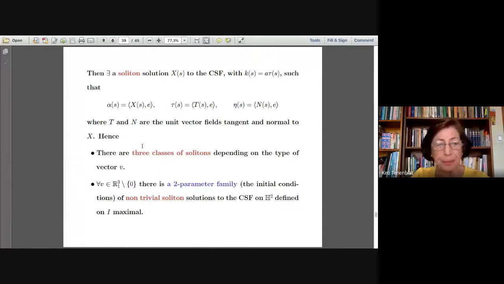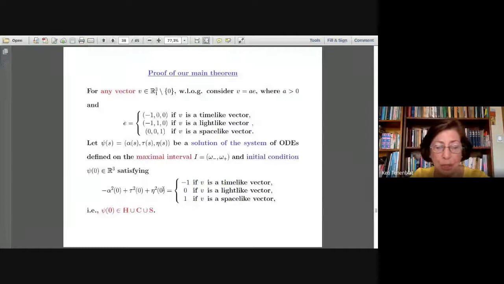So there are three classes of solitons depending on the type of the vector v. Moreover, for each vector fixed, there is a two-parameter family of non-trivial soliton solutions defined on the maximal interval. Why do I say that it is a two-parameter family? Because you have to choose initial conditions satisfying this, and instead of having the freedom of choosing three numbers, you actually have just two, because alpha naught, tau naught, and eta naught have to satisfy an algebraic relation. So this means that you just have a two-parameter family of non-trivial soliton solutions.